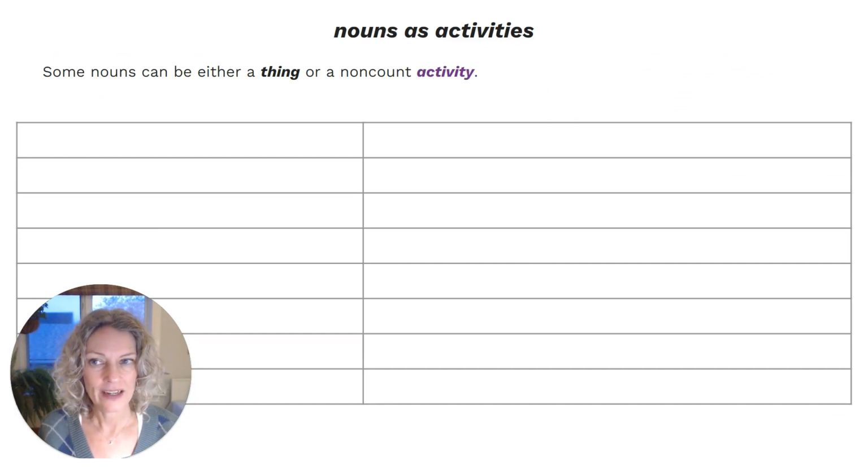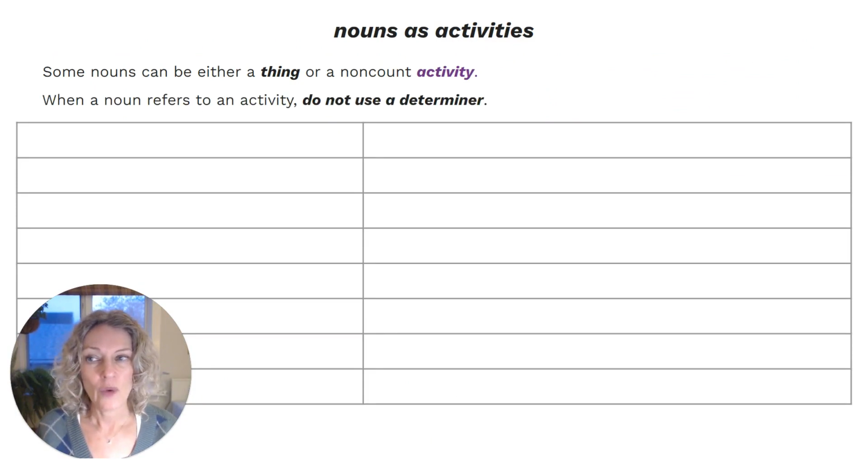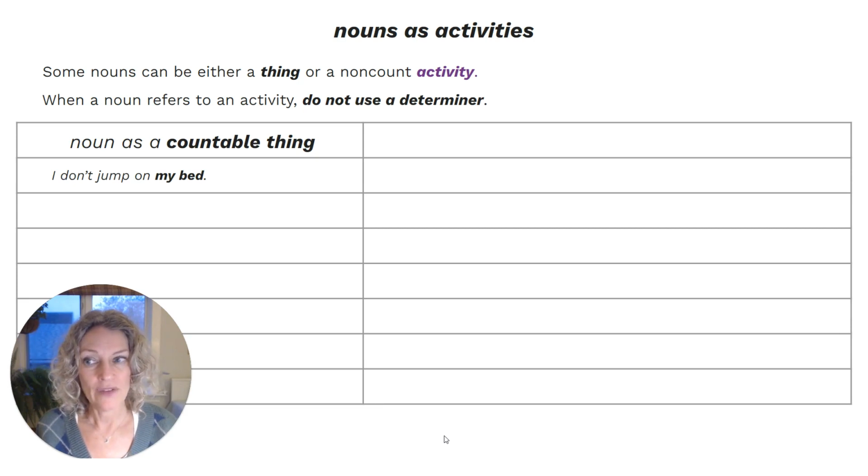Some nouns can be either a thing or a non-count activity. And when a noun refers to an activity, do not use a determiner. So here we have an example of a sentence where a noun is a countable thing. I don't jump on my bed. So bed is a count noun. I could have two beds, and I'm being specific here. I don't jump on my bed.